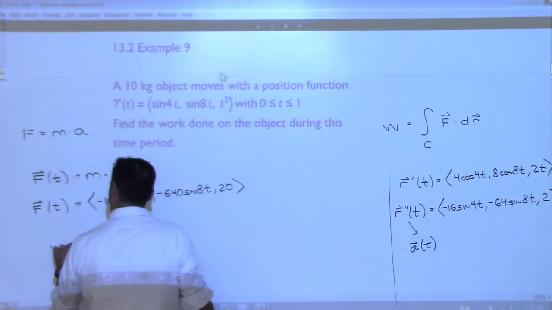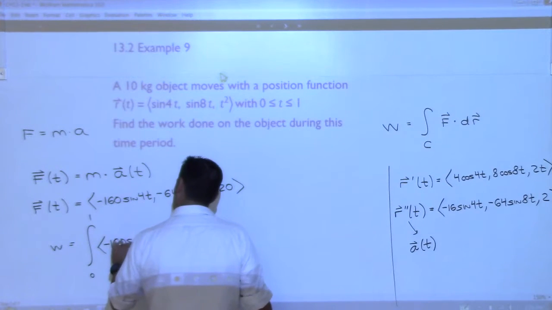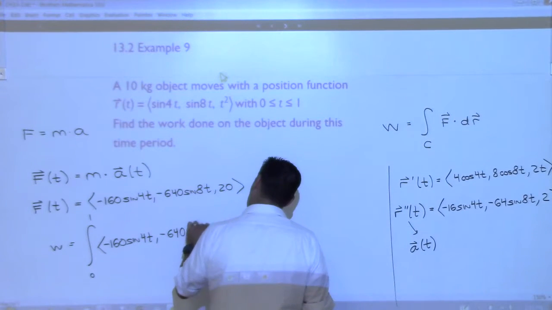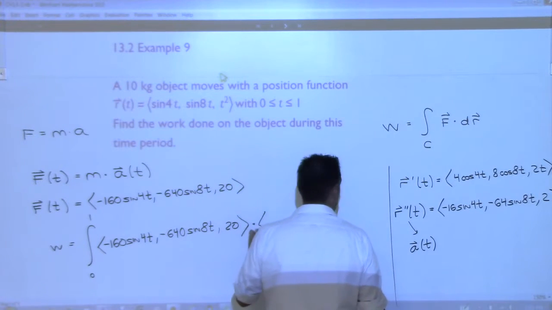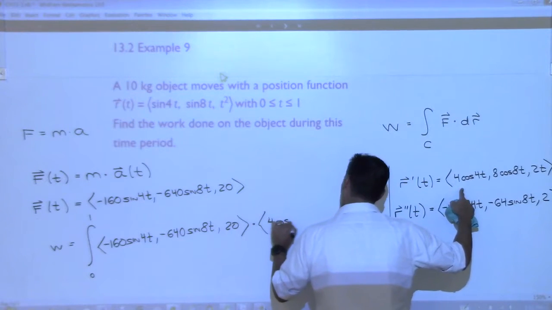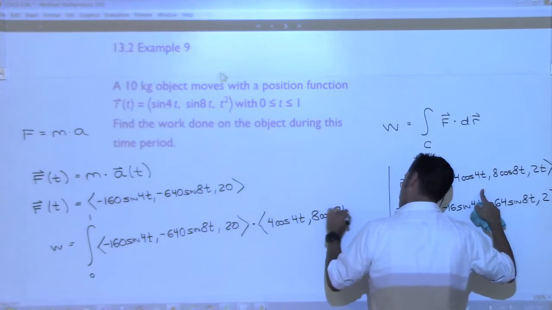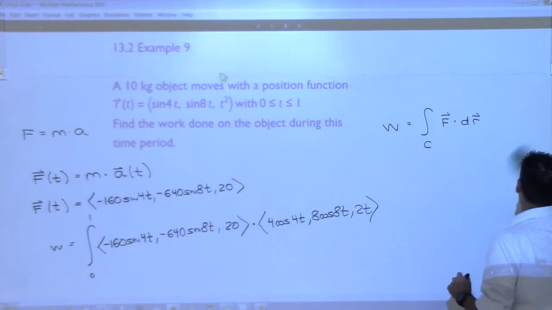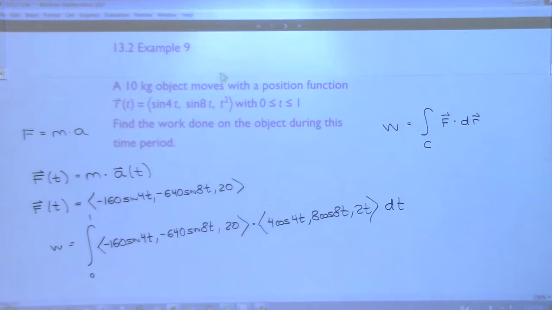So my work will be the integral from 0 to 1 of negative 160 sine 4t, negative 640 sine 8t, and then 20, dotted with 4 cosine 4t, 8 cosine 8t, and then 2t. And then all of that, integrate that with respect to t. So that dot product is not as nice as the previous example, right? Because you don't have all those zeros in there.